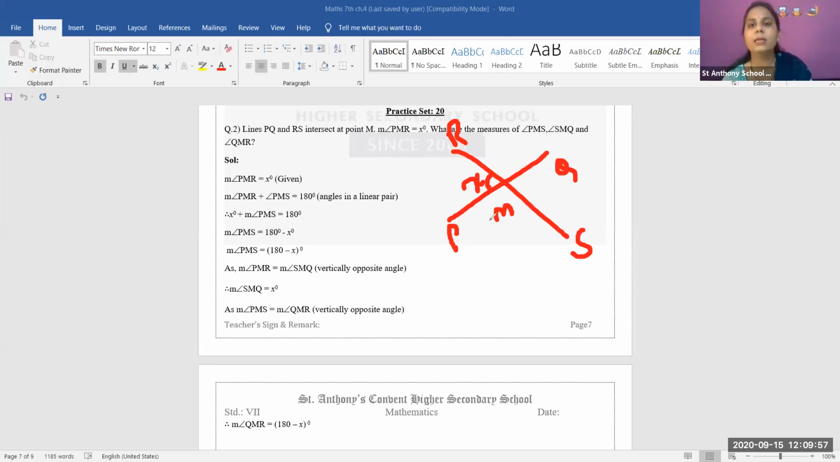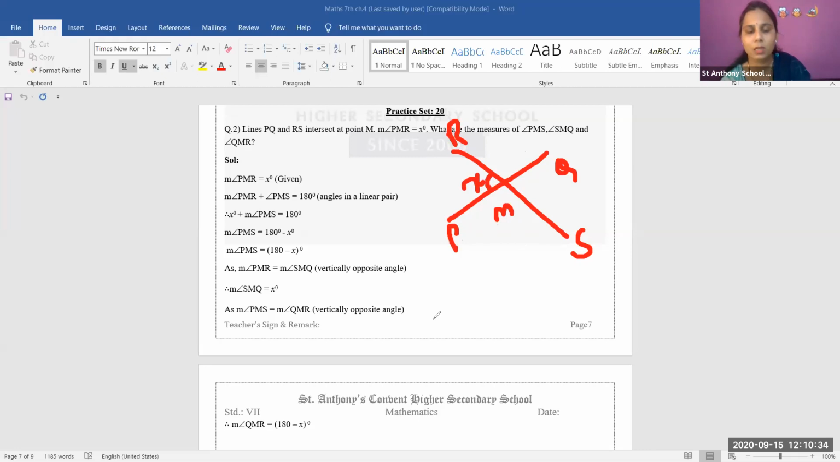Now, this is a straight line and one line meets it. So what pair do angle PMR and angle PMS form? See, this is PMR and this is PMS. Which pair do these angles form, complementary or linear pair? I told you yesterday what is meant by a linear pair.